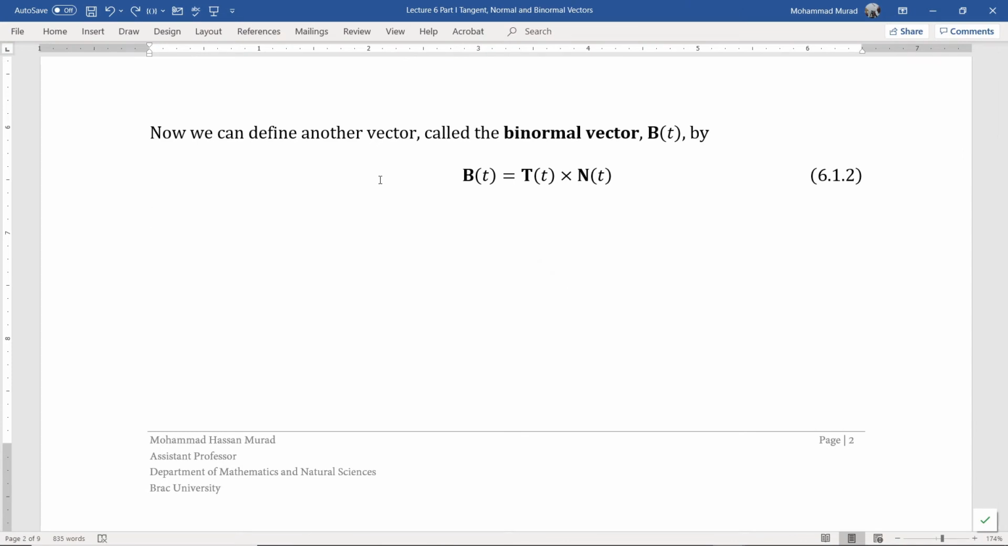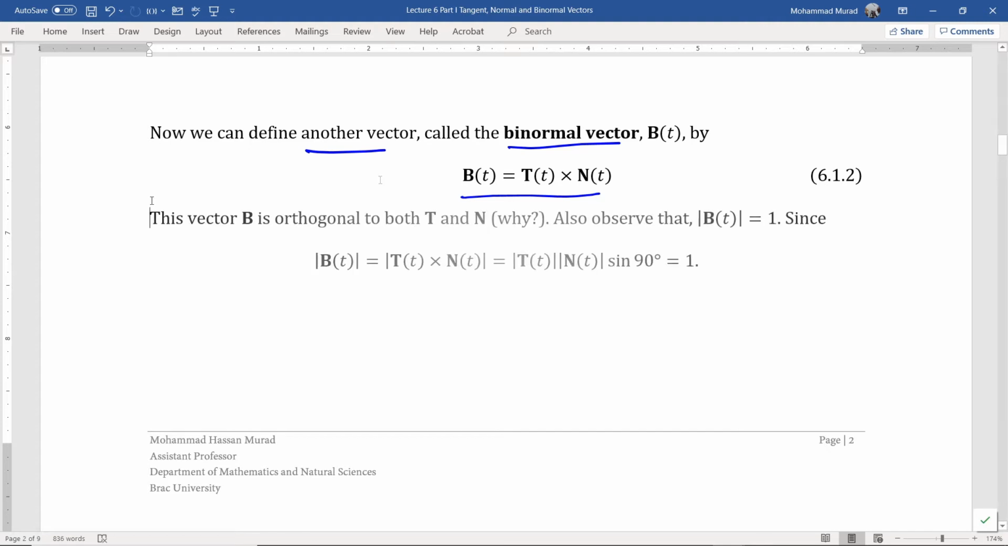Now we can define another vector called the binormal vector, denoted by the symbol B, by the equation shown in 6.1.2. So the binormal vector B is defined to be equal to the cross product of the tangent vector with the unit normal vector at any point on the smooth curve. This vector B is orthogonal to both the unit tangent vector and the unit normal.